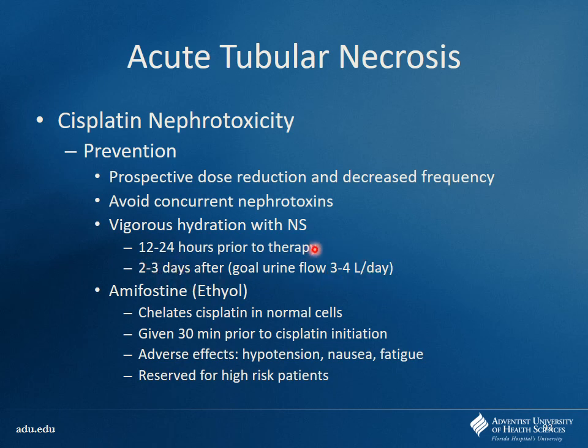And then, again, keep their urine flow up, 3 to 4 liters a day, to make sure they're clearing it very well. And then occasionally we'll give an antidote called amifostine. We'll talk more about this when we get to the chemo section, but just know this is something we can occasionally use. This will actually chelate cisplatin, which will bind it up and prevent it from causing injury. But don't worry about this one so much. Just know that, again, hydration is the key to preventing cisplatin-induced kidney injury.